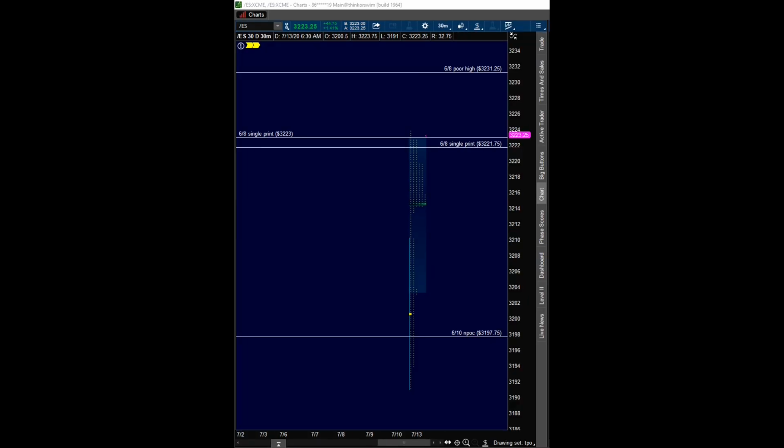Okay, there it goes. It broke the poor high here, and right now it essentially filled the single print. I was looking for it to come down here to fill the single print, and I'll show you why later on the volume profile. So right now, we are probably targeting this 3231.25 here, this poor high. So we'll see if it gets up to that level.